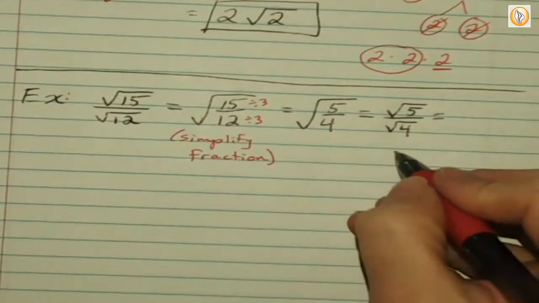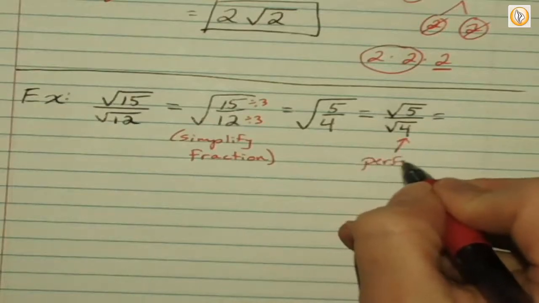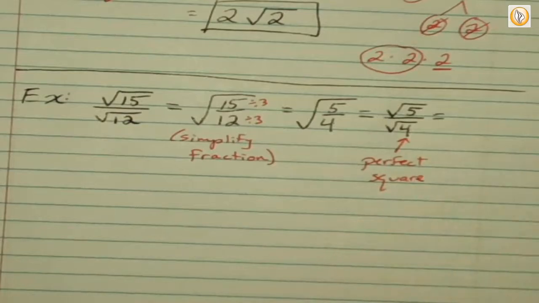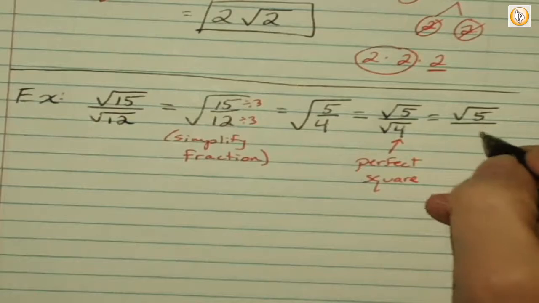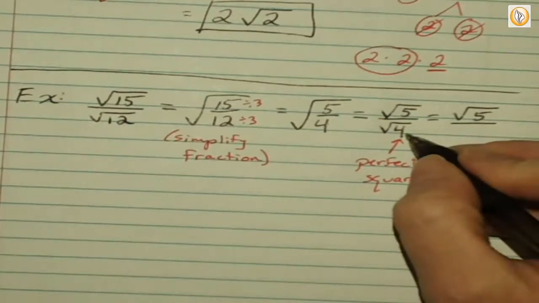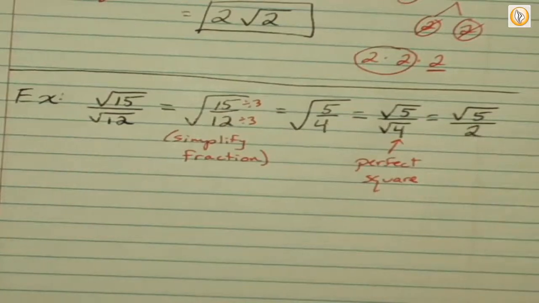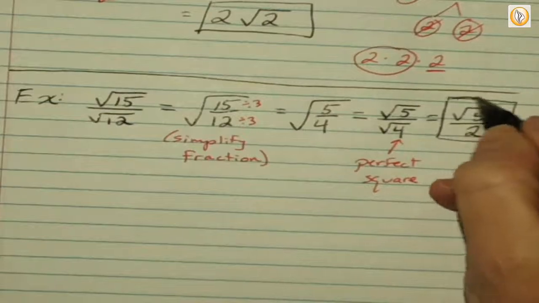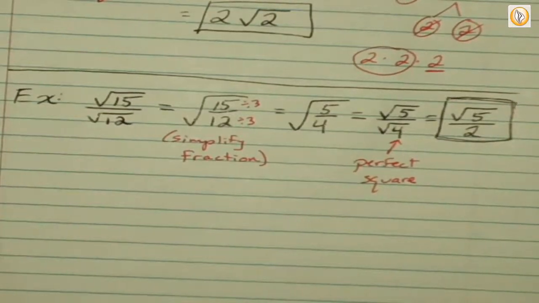Now, Franz, what did you say? The 4 can be divided by 2 and 2. That's right. This is a perfect square. So we have the square root of 5 over what, Franz? The square root of 4 is? 2. Very good. Now, we are done. That is your answer. You may leave it that way.